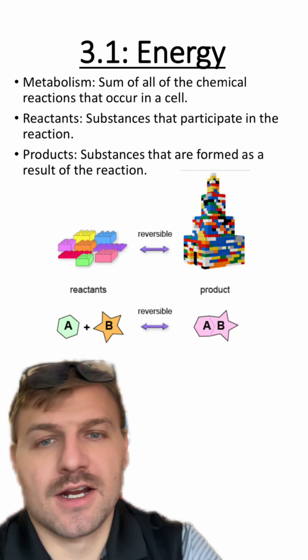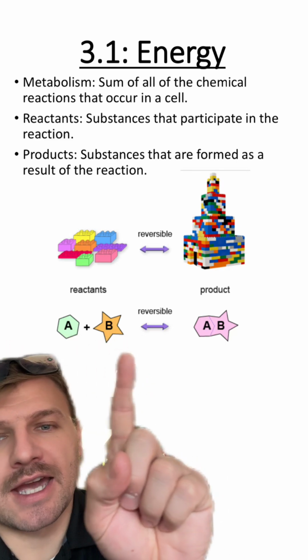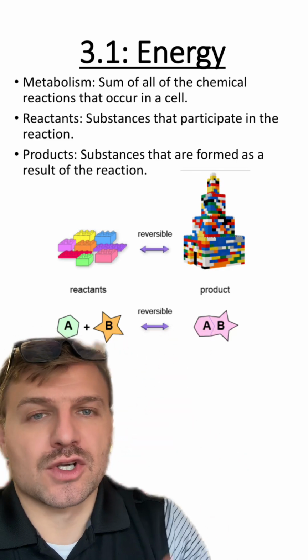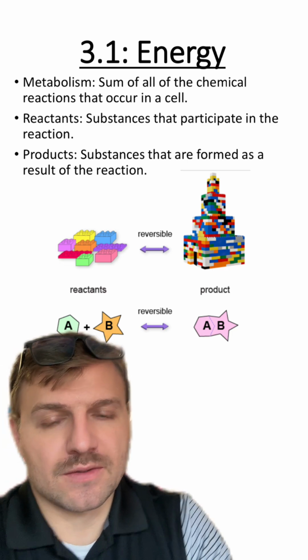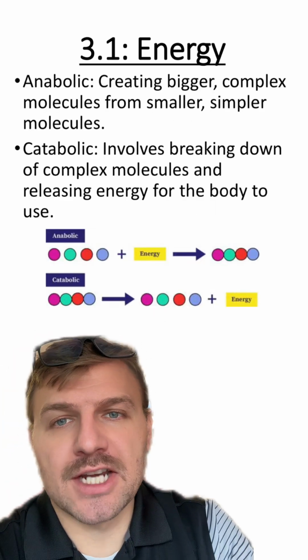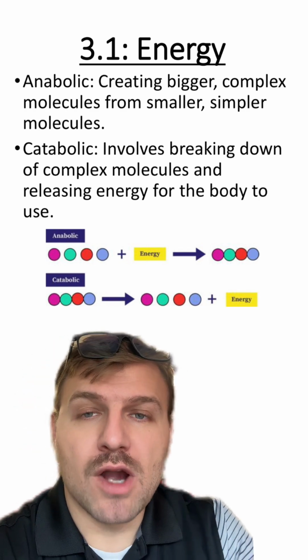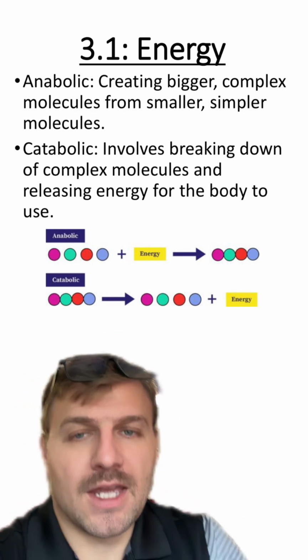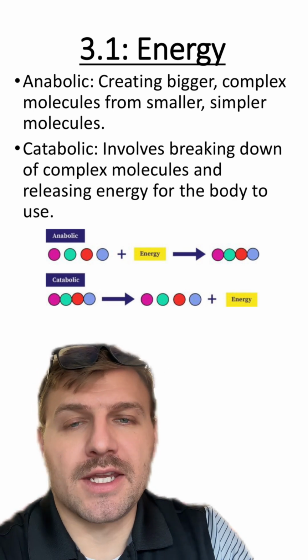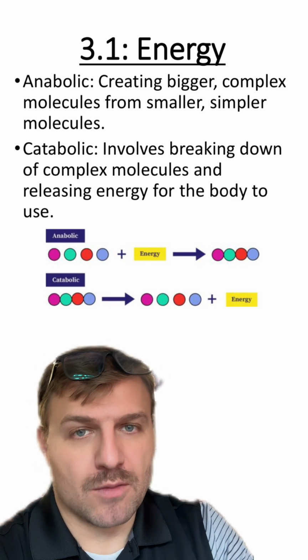I like to mention here that the reactants are what goes into a reaction, and then you have the products, which are the substances that are formed by the reaction. Now, we have two different main types of reactions. We have anabolic and catabolic. In anabolic reactions, you're creating larger molecules from smaller molecules. And in catabolic reactions, you are breaking down larger molecules into smaller molecules.